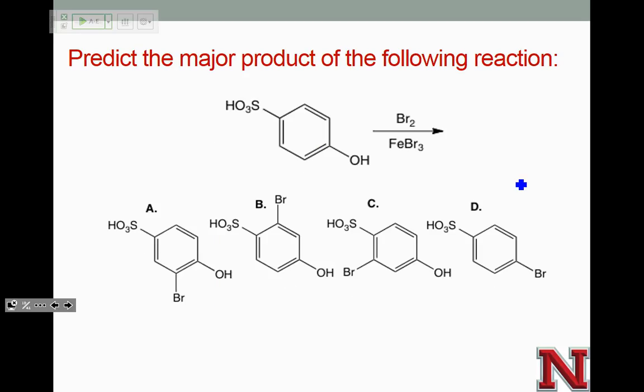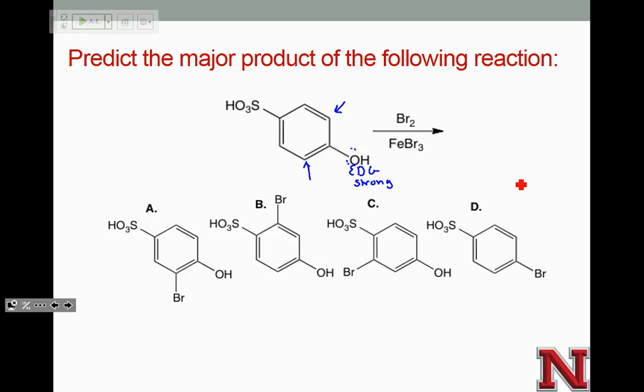Now if we look at this one, we have an electron donating group, and it's strong. So it's a strong activator because we have lone pairs. So that one's going to be ortho directing. It's also para directing, but the para position is blocked, so I'm not even going to point towards it.